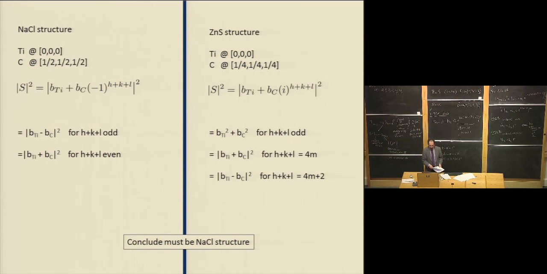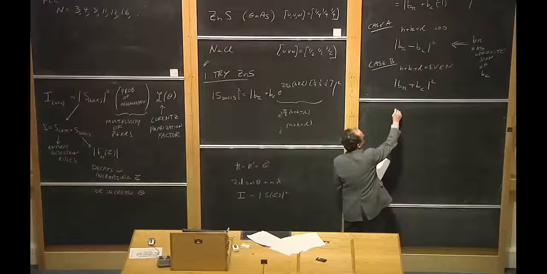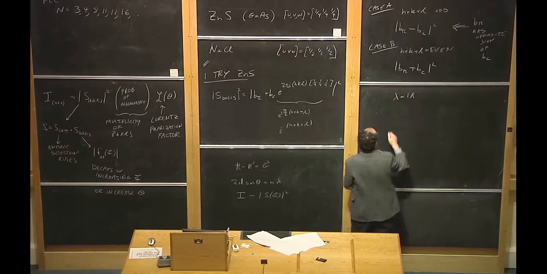Let's discuss how you make neutrons for a second. So we discussed how you make X-rays in the last lecture, I think, but we haven't discussed how you make neutrons. This is a neutron facility, a spallation neutron source, also right down the road next to the synchrotron source, a rather large and expensive apparatus. But what we need is neutrons with a wavelength on the order of 1 angstrom. How do we get that?